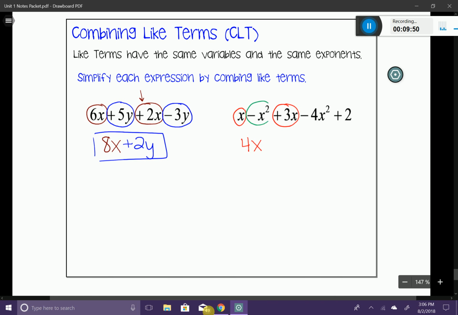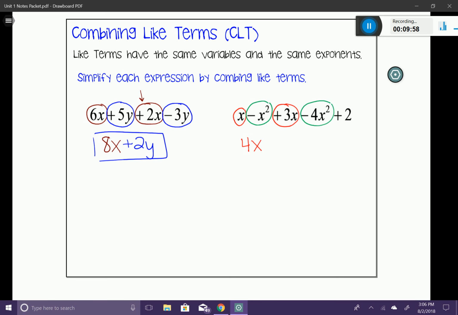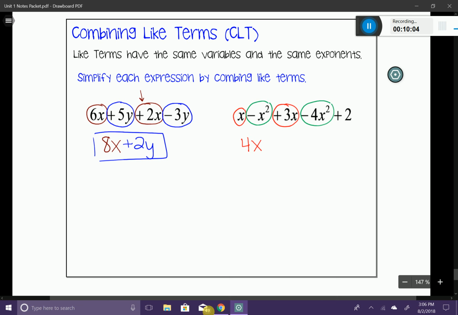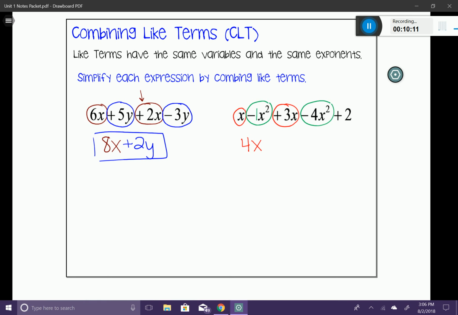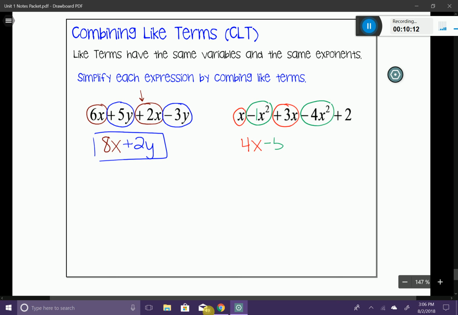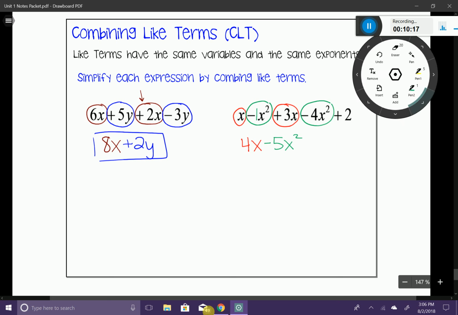And then I'm going to find two other terms that are alike. I have negative x squared and negative 4x squared. Just because the two terms are negative doesn't make them like terms. What makes them like terms is the last name, x squared. So negative x squared is kind of a hidden concept. This is negative 1. So it's negative 1x squared minus 4x squared is going to leave me with negative 5x squared.